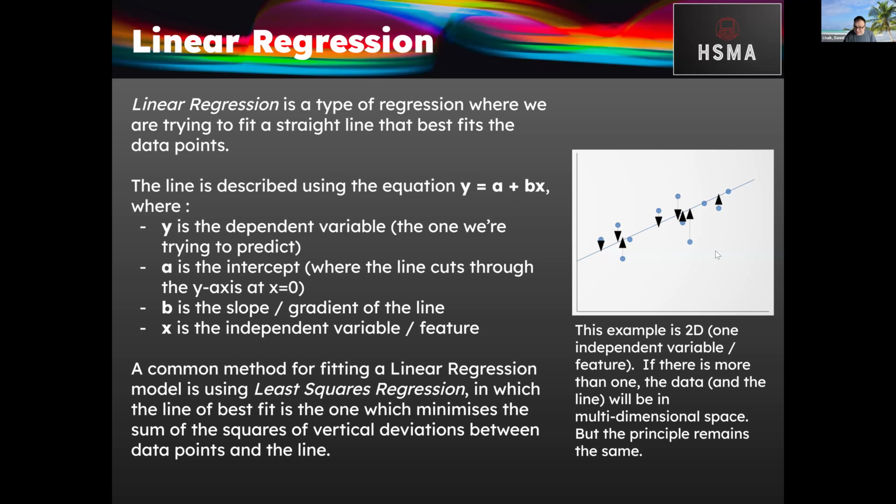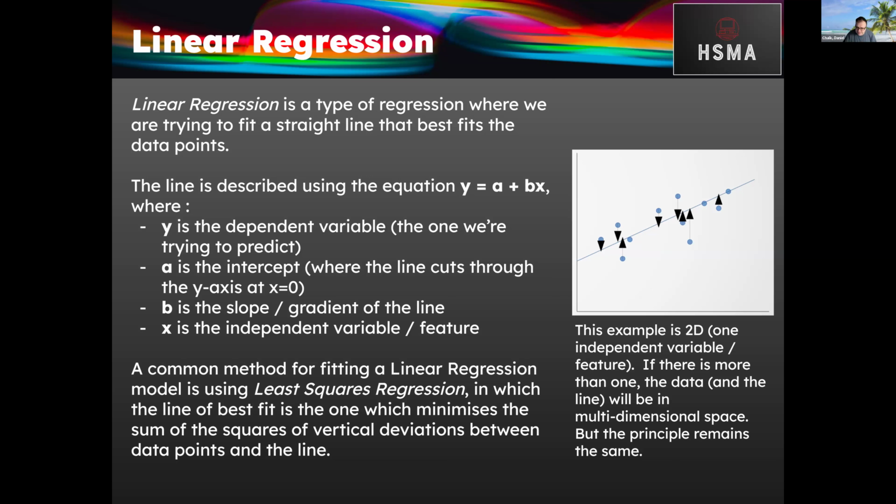Now, this pictorial example here is a two-dimensional example, essentially representing one independent variable or feature. If there's more than one, then the data and the line will be in multi-dimensional space. But the principle remains the same, and it is far easier to draw this for you to understand it in a two-dimensional format. But the principle applies whether you've got one feature or 200 features. It's just that you will be in multi-dimensional space if you have lots more features.